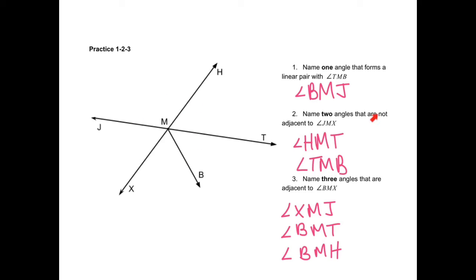Two angles that are not adjacent to angle JMX: I wrote down angle HMT and angle TMB. And three angles that are adjacent to angle BMX: I got angle XMJ, angle BMT, and angle BMH. So that's concluding this lesson 4 video from chapter 3 on adjacent angles and linear pairs.